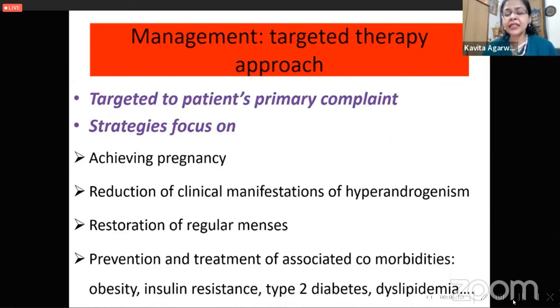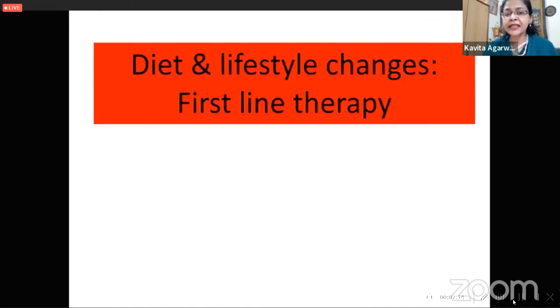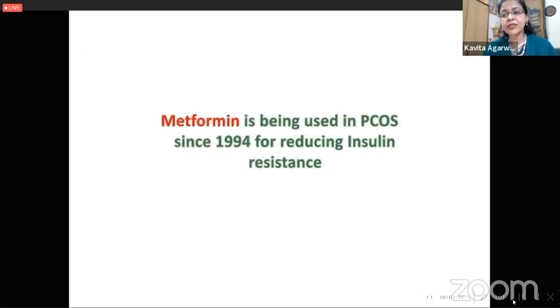So in PCOS, treatment is basically targeted to the patient's primary complaint. If the patient is coming with irregular cycles, hyperandrogenism, we might start OCPs, or if the patient is coming with infertility, we might be thinking of ovulation induction, IUI. But prevention and treatment of associated comorbidities go hand in hand. The first line treatment in any of the conditions remains diet and lifestyle changes. But for more than 25 years, metformin has been used in PCOS for reducing insulin resistance.